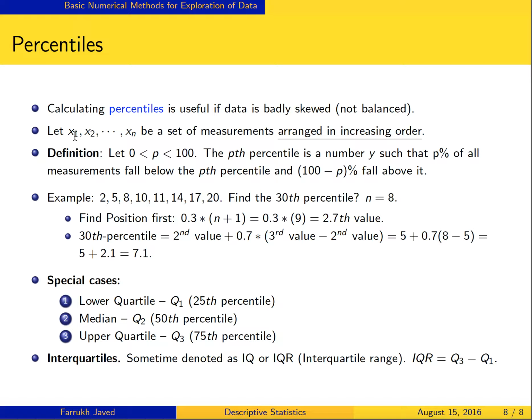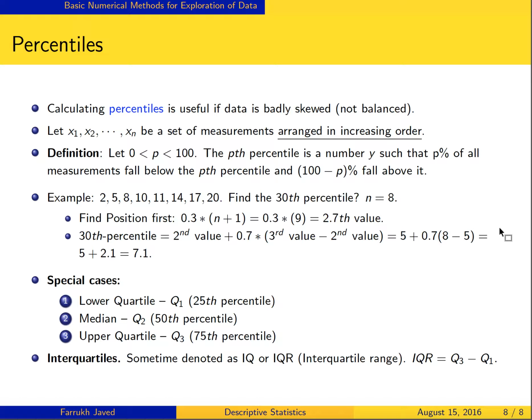Let's say x1 up to xn is the set of observations arranged in increasing order. We have already arranged them in ascending order. The definition of the percentile measure is this: let p be the percentile, between 0 and 100. The pth percentile is a number y such that p percent of all the measurements fall below it and 100 minus p percent fall above it.